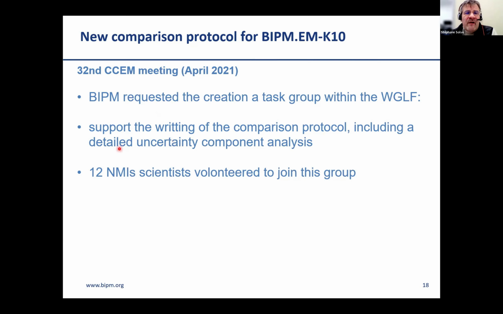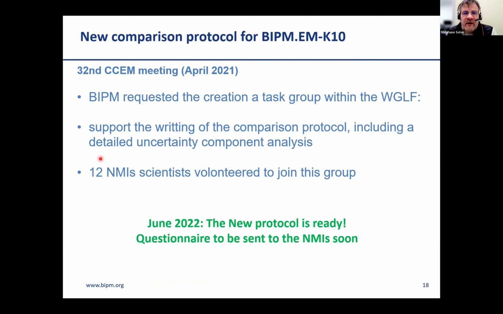We were very happy to have 12 scientists coming from different NMIs to join this group. And we've been working together to improve the draft protocol. And I'm very happy to tell you that the protocol has been ready since June. We intend to send a questionnaire very soon to the NMIs to see which NMIs would be interested to participate in the extension of this on-site comparison to AC.